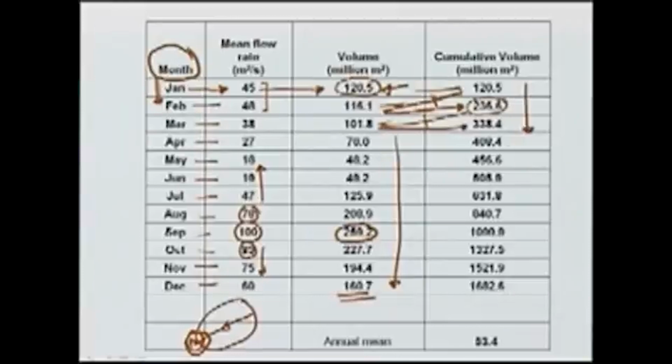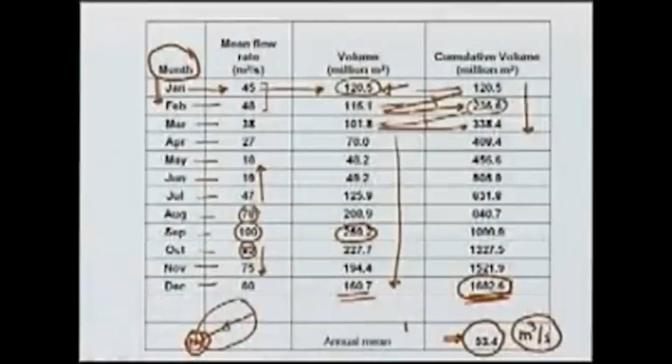So, in this way we can obtain an accumulated mass which gives us 1682.6 million meter cube for the entire year, and based on this value we can obtain an average rate throughout the year. If we have this much volume available, we can convert this into an average rate, which in this case turns out to be 53.4 meter cube per second. So, this means that the entire water available to us at point A can be represented by an average rate of 53.4 meter cube per second throughout the year.